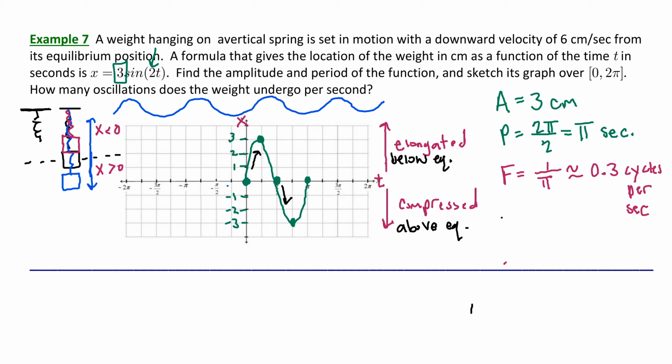So in 1 second, now remember, pi is about 3.14, so about a third of the way there, we have 1 second on our t-axis. Our weight has undergone about a third of its complete cycle. So remember that period and frequency have a reciprocal relationship, and they can be used to model all kinds of important applications.